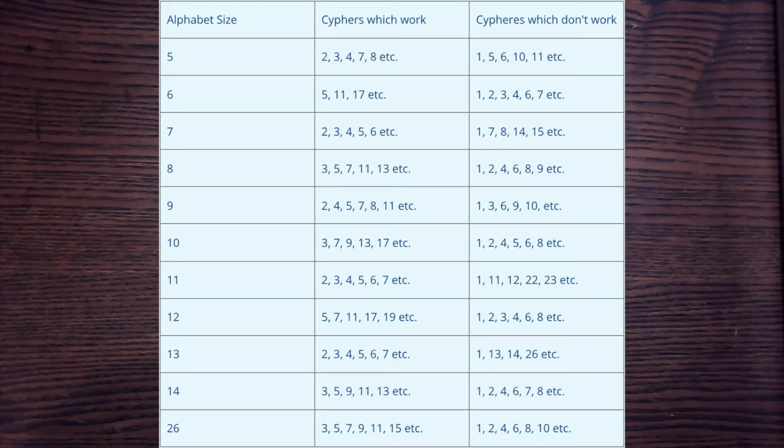Same with an alphabet size of 11. If you have a look at the ciphers that work, all of those only have a common factor of 1 with 11. Whereas when you have a look at 12, the ones that don't work, the 2, the 3, the 4, the 6, and the 8, either are a factor of 12 or they share a factor other than 1 with 12. So the ones that do work are co-primes, because they only have the one factor in common with the alphabet size, and that is 1.